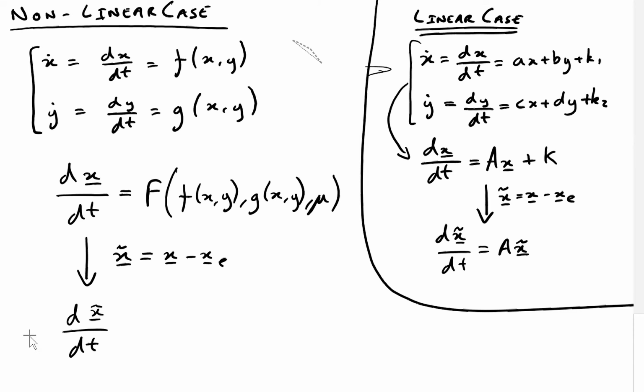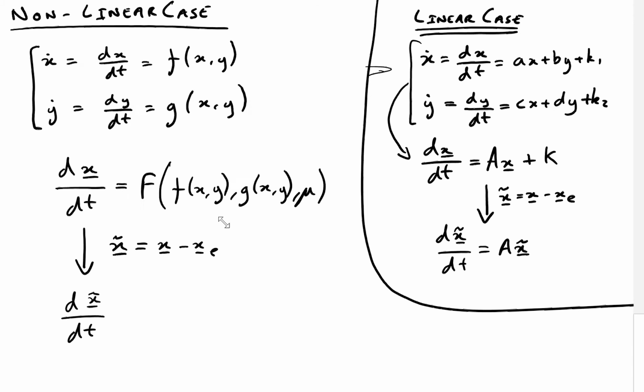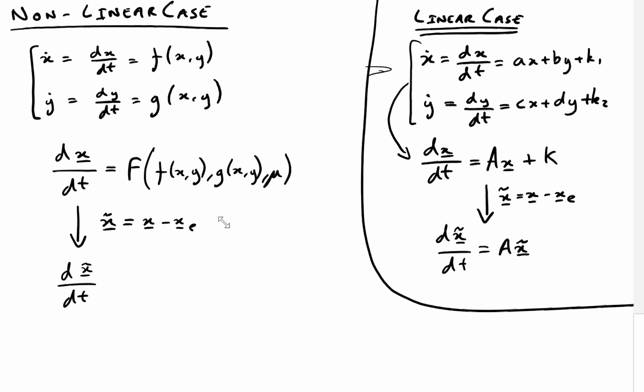Now, I've just looked at the two variable case. In other words, we've got x dot and y dot, but in general we can have as many variables as we like. We can have as many derivatives as we like. So say for example we have n derivatives, so n variables, and therefore n derivatives.